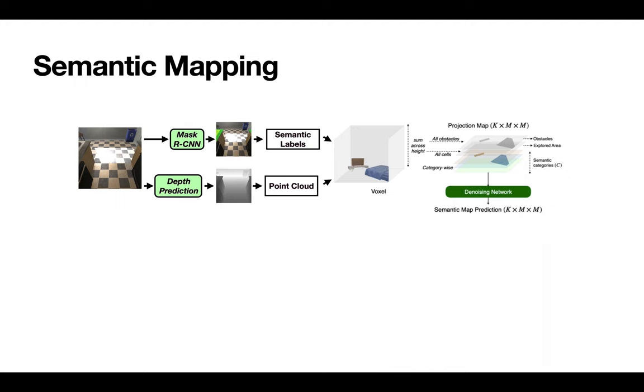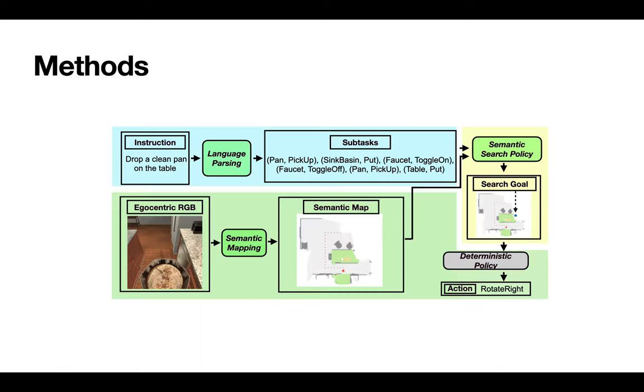The semantic mapping module creates a top-down map of the scene given egocentric RGB. We fine-tune depth and Mask R-CNN, and their predictions are mapped to the labels and obstructions of a voxel space, which is summed across height to output the map. This is FILM's spatial memory for navigation and interaction.